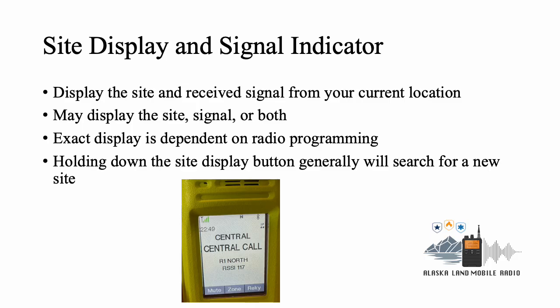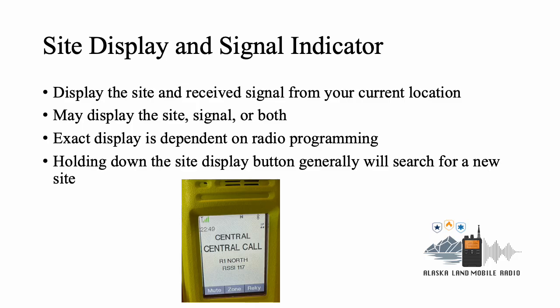It may be useful to display the site and the signal that your radio is receiving, and most radios have the ability to do this through a control key, a programmed key, or through a menu function. How this site information displays is dependent on the manufacturer and the radio programming, but generally will display either the site, the signal, or both. In this example, the site name, R1 North, and the signal are being displayed.